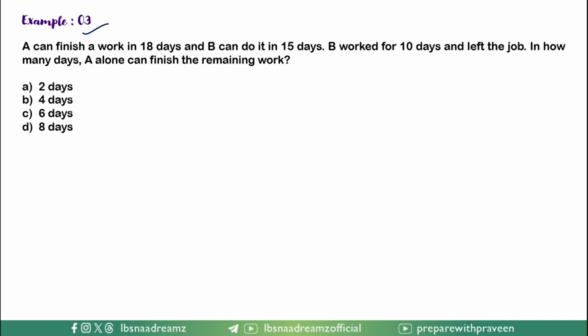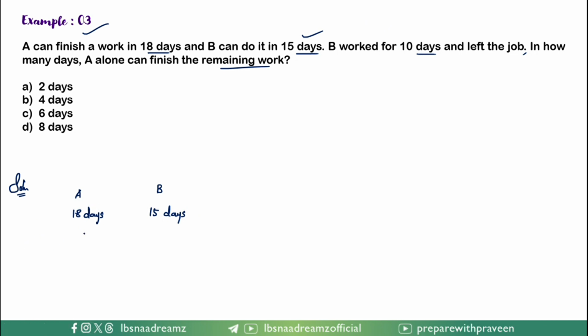Example 3. A can finish a work in 18 days. B can do it in 15 days. B worked for 10 days and left the job. In how many days can A alone finish the remaining job? So A can do the work in 18 days. B can do it in 15 days. B worked for 10 days and left the job.